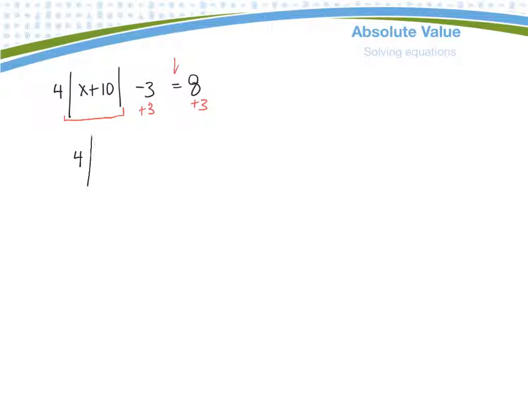So then I'll have 4 times the absolute value of x plus 10 is equal to 8 plus 3 is 11.